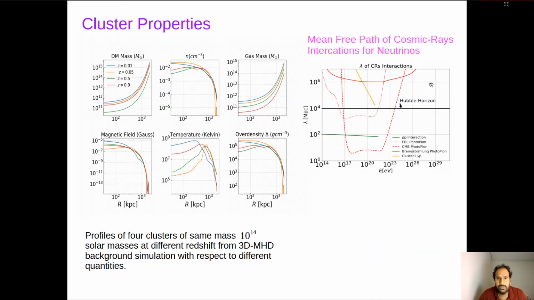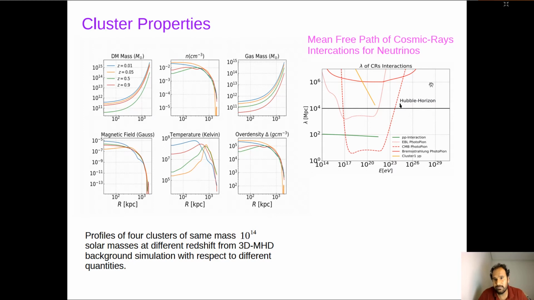Here I'm also showing some profiles of clusters, as a sample of clusters which I consider from the background simulation. Each cluster has a mass of 10^14 solar masses, but at a different redshift. Here you can see the profiles of dark matter, gas mass, number density, temperature, overdensity and magnetic field. On the right panel I'm showing the mean free path of cosmic ray interactions for neutrinos.